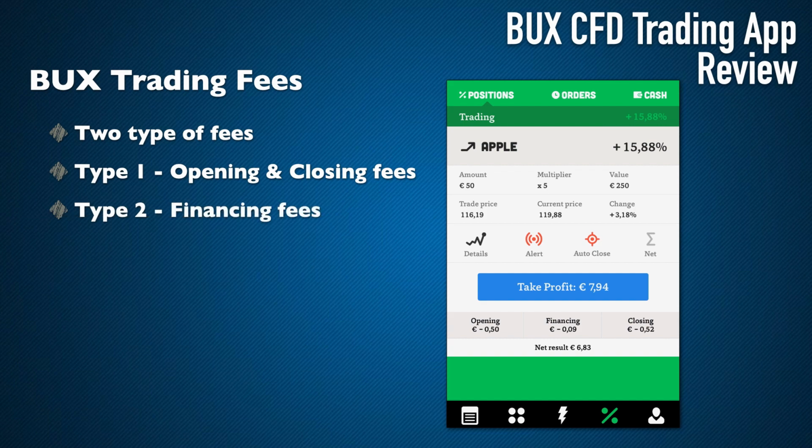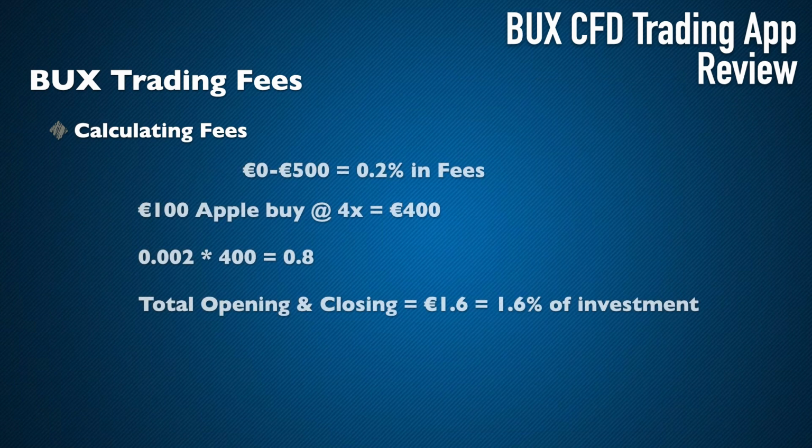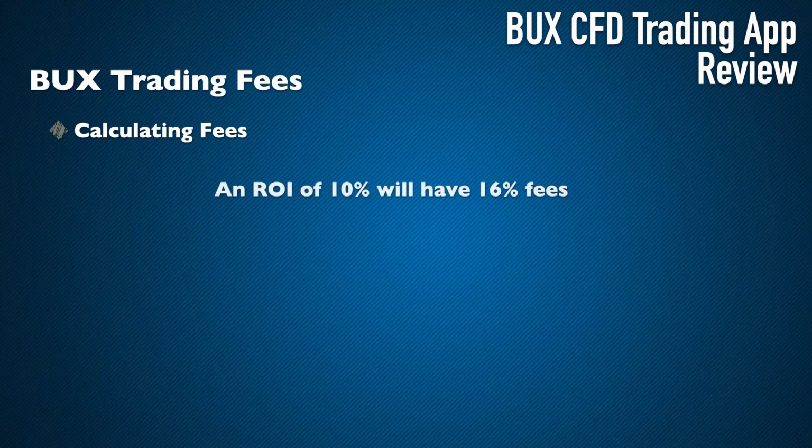This 12.80 is then 1.28% and becomes quite significant when trading with smaller amounts. So let's say you're placing a 100 euro order with a 4 times leverage. This then becomes 400 euros, and you will incur 1.6 euros in opening and closing fees, which is 1.6%. So if you are making 10% profit on your trade, 16% of that will go to fees. This means that if you're making a lot of trades, you'll be handing a lot of your profit over to the broker.